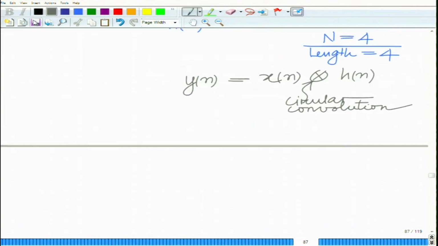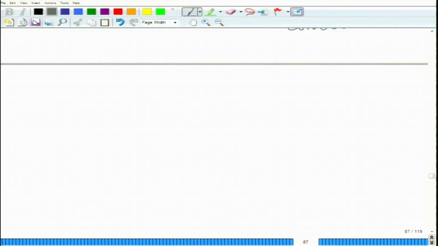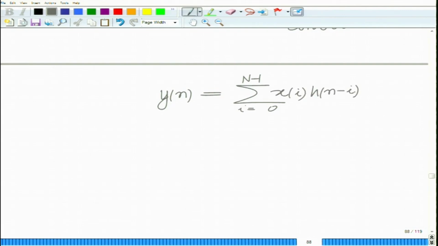Okay. Remember, for finite length sequences one can define a circular convolution, which is nothing but a wraparound convolution. And that is defined with the following expression: y of n equals summation I equals 0 to N minus 1 x of I h of n minus I. Now, this is your normal convolution. In circular convolution, this n minus I will be modulo capital N. So, this is n minus I modulo N, in this case modulo 4.